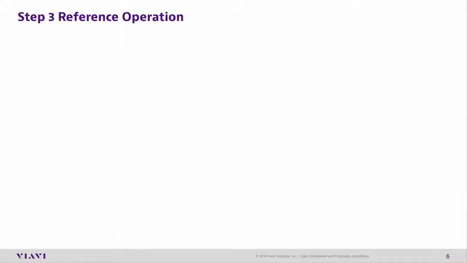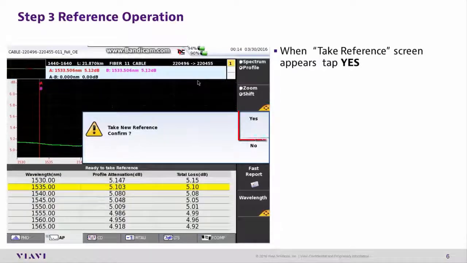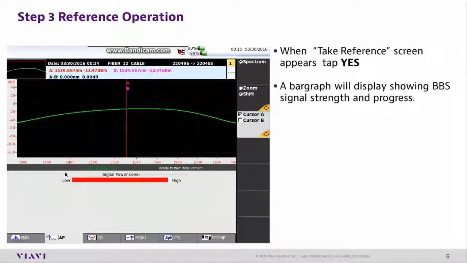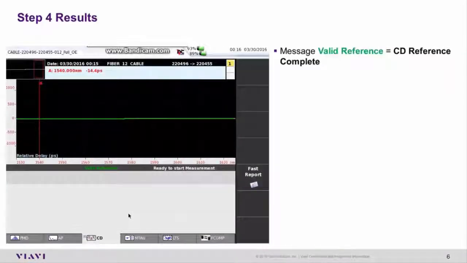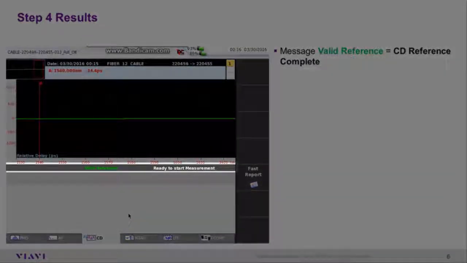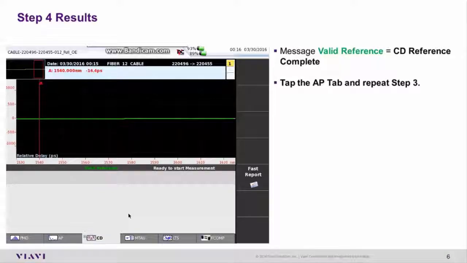Step 3. Reference Operation. After starting the reference, tap Yes when Take Reference appears on the screen. A bar graph will appear which displays signal strength and progress of the test. Step 4. Results. Once the reference is complete, you will receive a message, Valid Reference. This means that the CD reference was taken successfully. Go ahead and tap the AP tab and repeat Step 3.